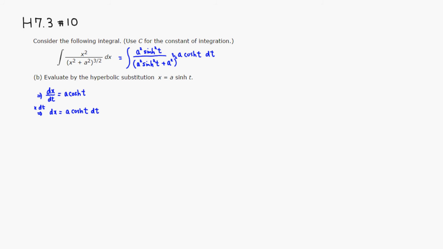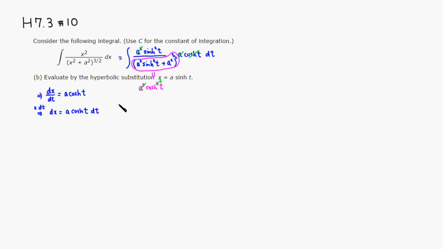Now we're going to simplify this denominator. Pull out the a squared and raise it to the 3/2 power, so that's going to be a cubed. And hyperbolic sine squared plus 1 is hyperbolic cosine squared. Raise it to the 3/2 power, so hyperbolic cosine cubed of t. Then we can cancel a bunch of things. There's an a squared on top and an a cubed on the bottom. We can cancel that. And we can cancel one hyperbolic cosine, so it's going to be squared.